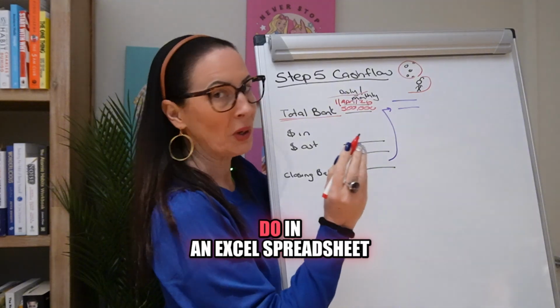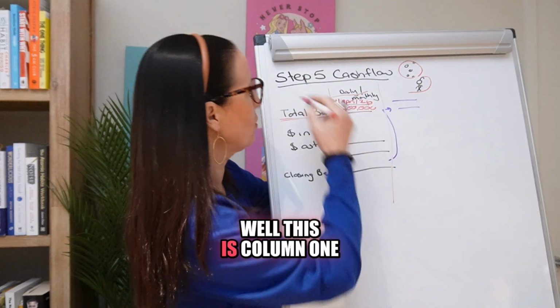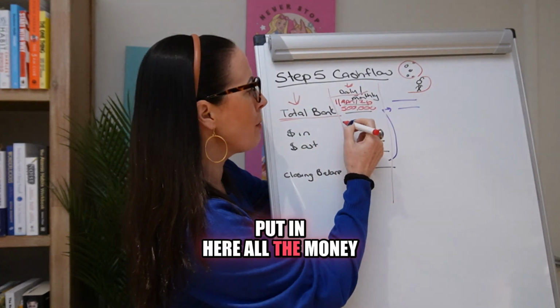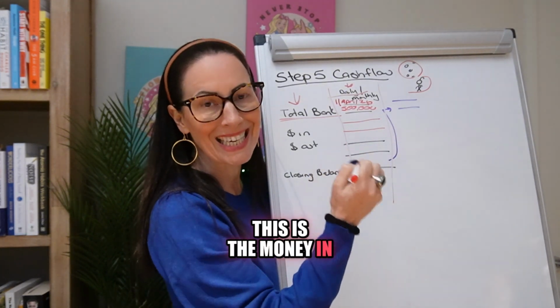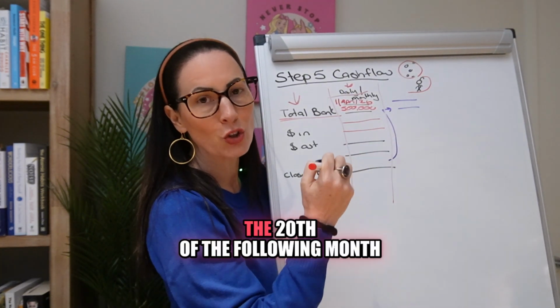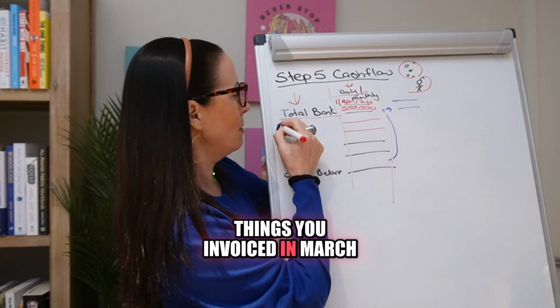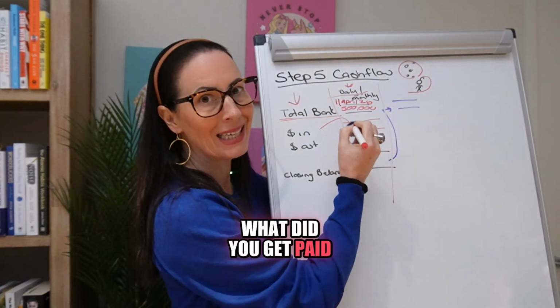Now, all I want you to do in an Excel spreadsheet, this is column 1, right? Well, this is column 1, these names, this is column 2. Put in here all the money you're anticipating getting in. This is the money in. Now, if you are paid on the 20th of the following month, this is going to be things you invoiced in March and you got paid in April. What did you get paid in April?